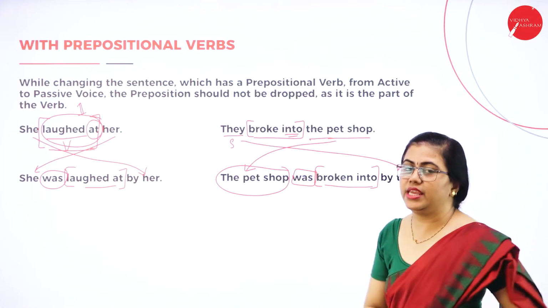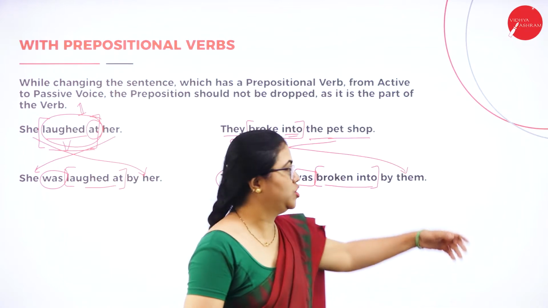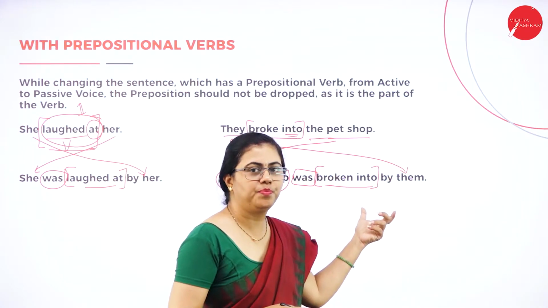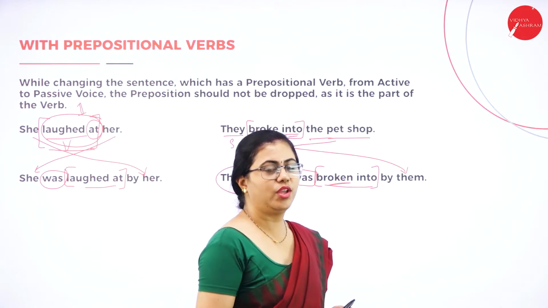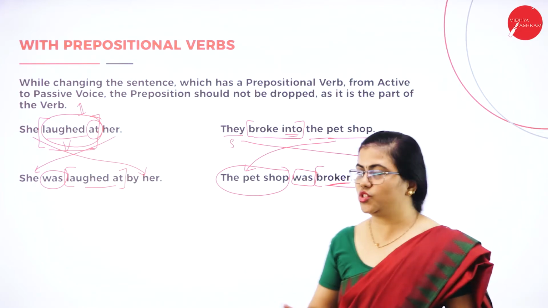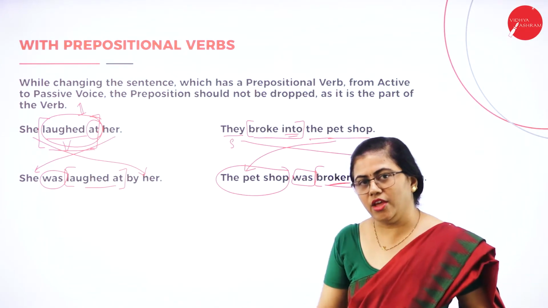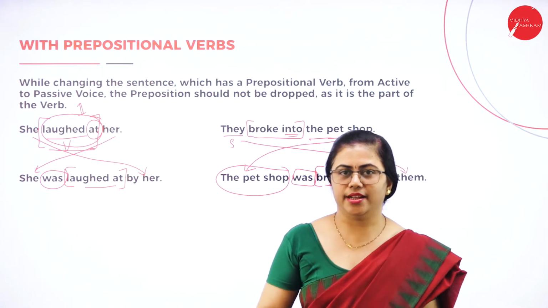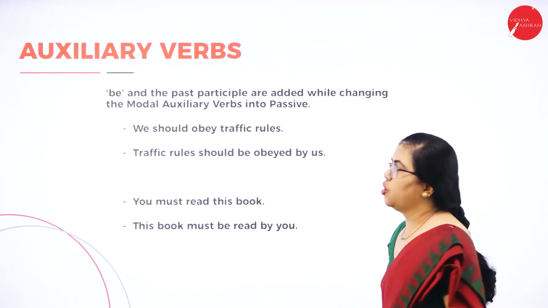This is actually very easy, changing sentences from active to passive which contain prepositional verbs, because you need not make many changes. You need not concentrate on the verb, you need not follow all the tense rules. So not much of a headache. Whenever you have prepositional verbs, it is very easy to change the sentences from active to passive. Okay, so now let us go to auxiliary verbs.